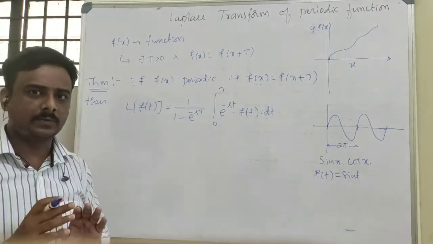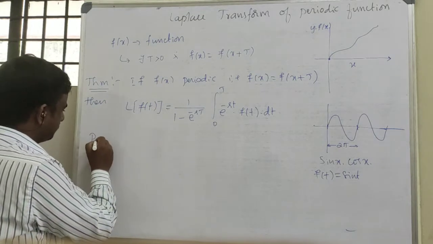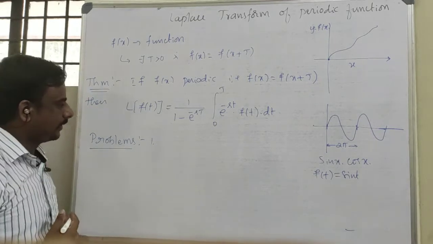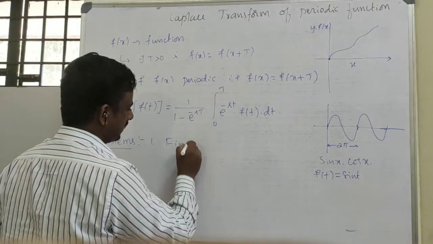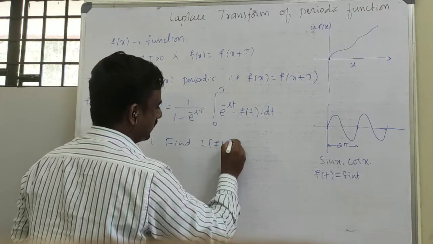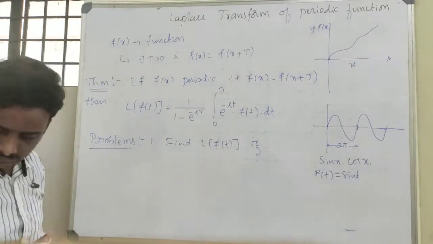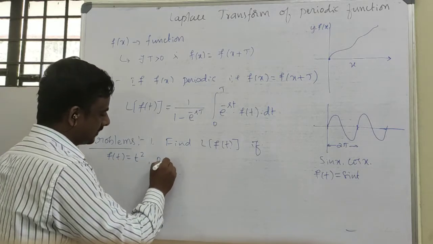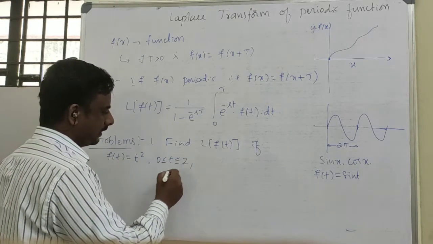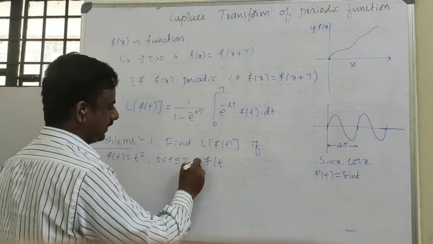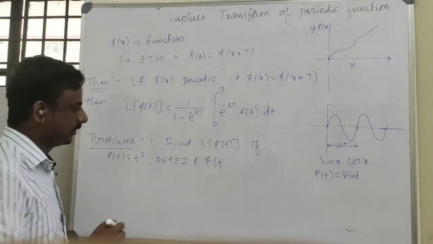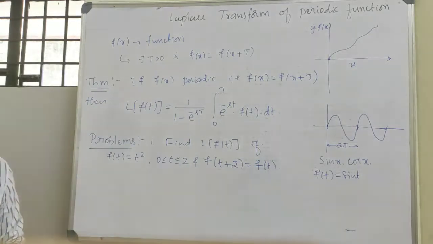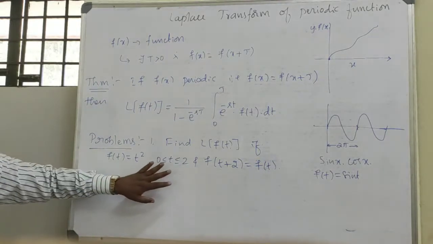Now based on this formula, we are going to solve some problems. First one, find L of f of t if f of t equal to t square, 0 less than or equal to t less than or equal to 2, and f of t plus 2 equal to f of t. So this is the function. We have to find the Laplace transform of this function.